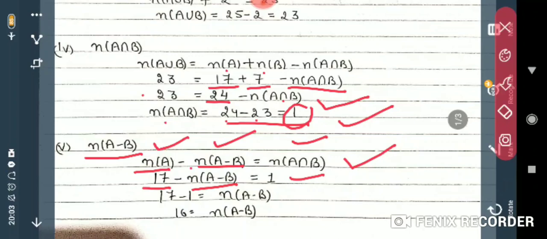So whatever you have to find out, it should be positive. So you will turn the side and it will come positive. 17 here is positive. When it comes here, the sign will change, negative. 17 minus 1, you will get 16. So n(A minus B) equals 16.